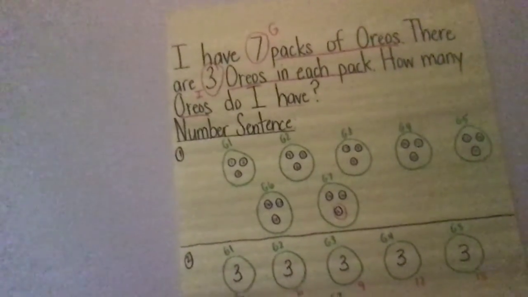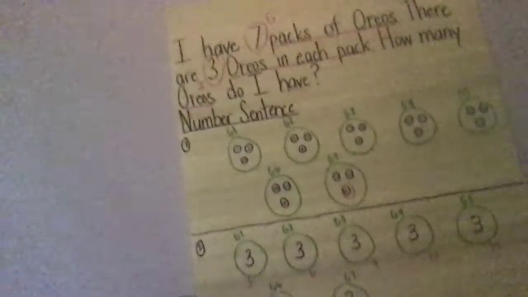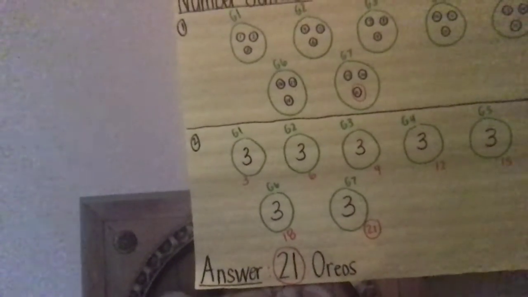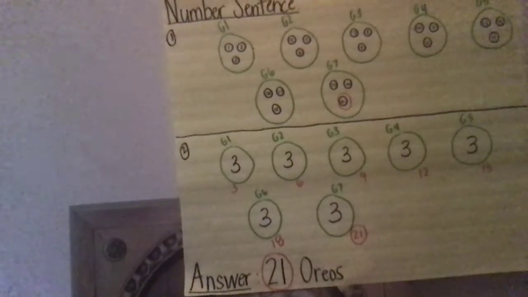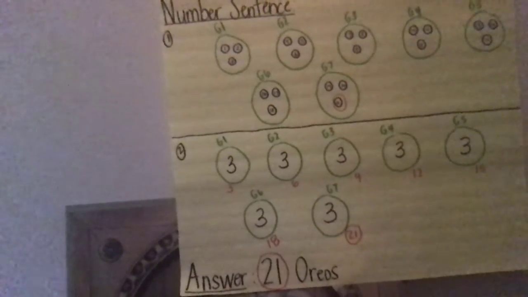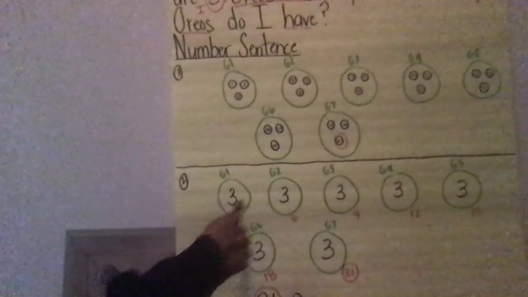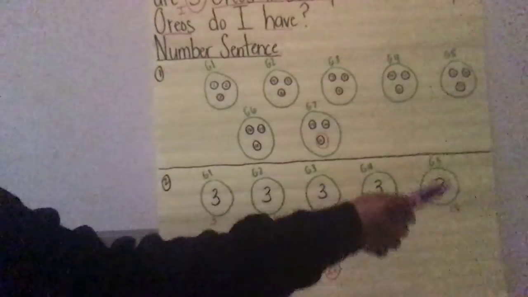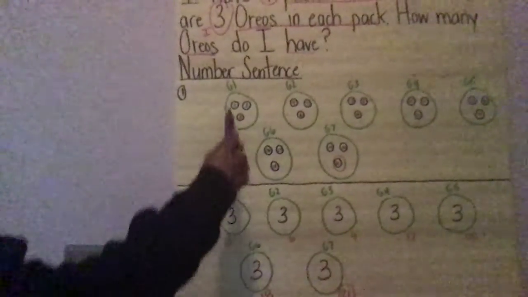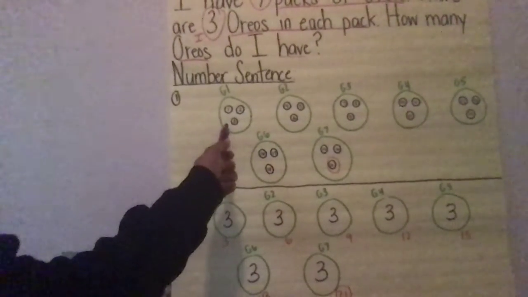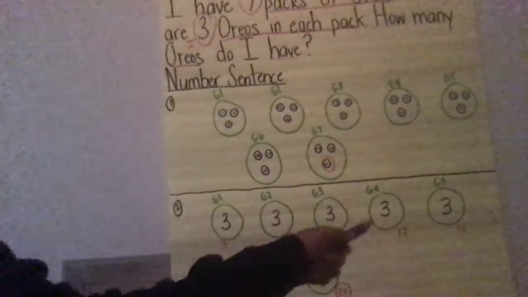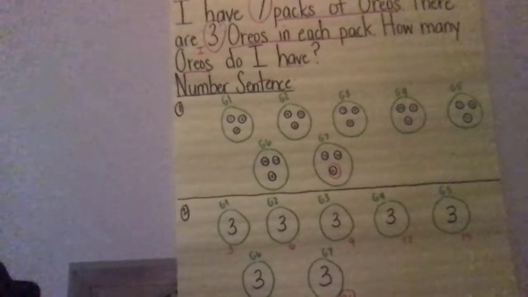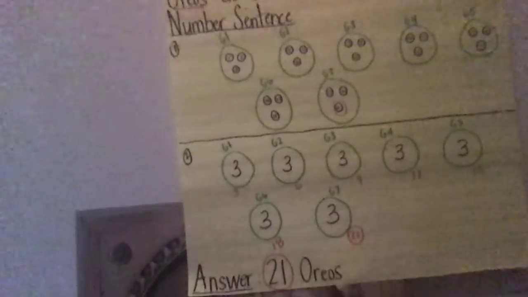Then in my second strategy, I was a little bit more sophisticated and efficient. Instead of drawing 3 Oreos in each pack, I just wrote the number 3 because it's the same in each. So this pack has 3, this one has 3, 3, 3, 3, 3, 3. And instead of counting by ones like this student did up here, down here I skip counted by threes. So I said 3, 6, 9, 12, 15, 18, 21. So my final answer is 21 Oreos.